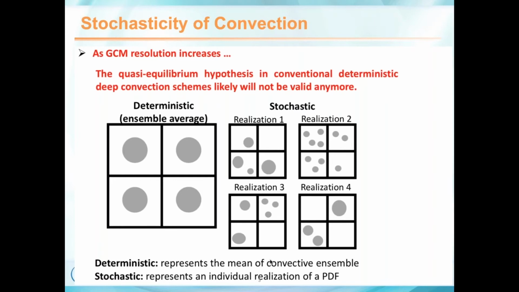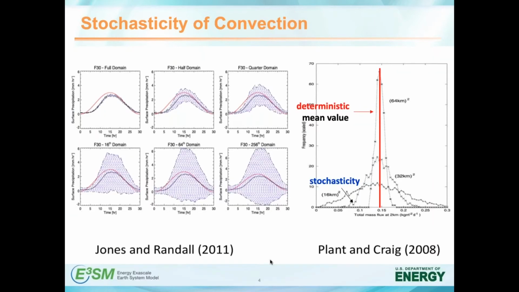As resolution gets higher, however, you would have a non-equilibrium situation. In that case, each realization may produce a cloud or may not produce a cloud, really depending on how much stochasticity there is in the model. And so the stochastic parameterizations try to pick up this individual realization of a PDF of convective response to a given large-scale forcing. Here's an example from previous studies.